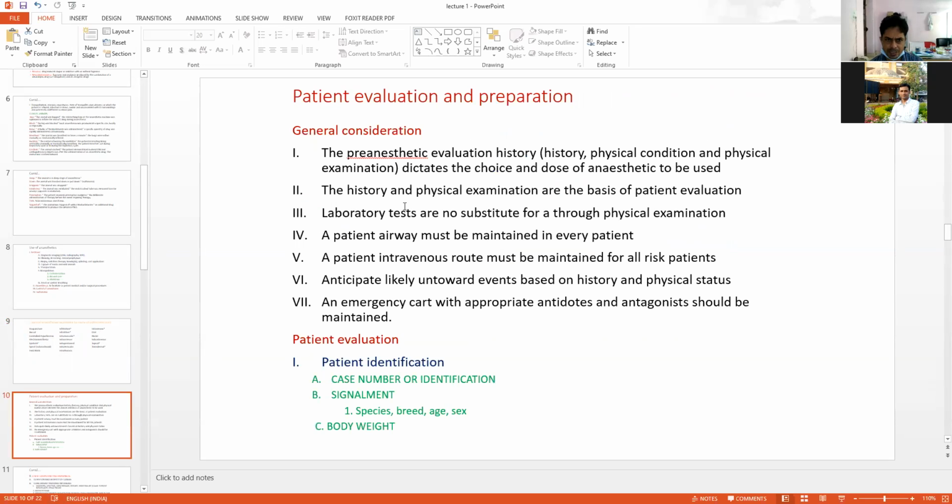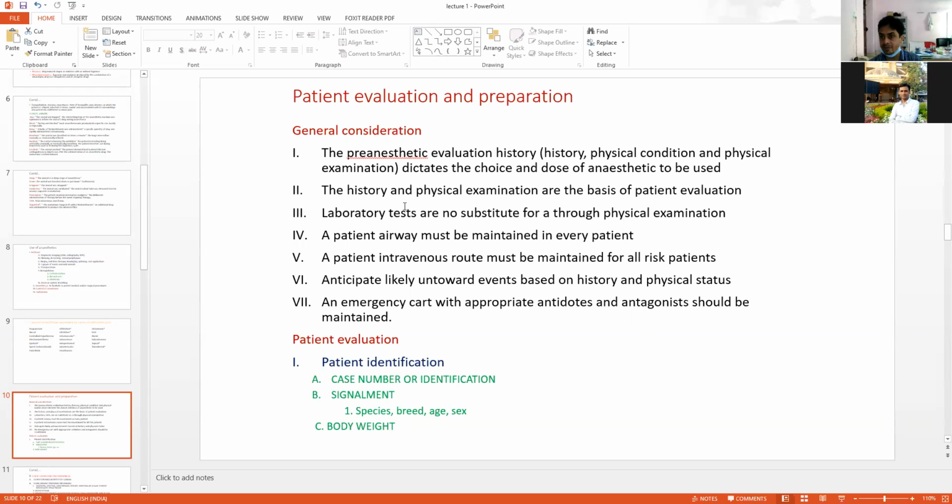Now, patient evaluation is very important. Already I have discussed history, physical examination, and condition of the animals, and airway patency, whether the animal has any airway obstruction or any airway difficulty. So you have to monitor these things very carefully. And the risk to the patient, what the disease condition of the patient is, and anticipate likely untoward effects based on the history and physical status.